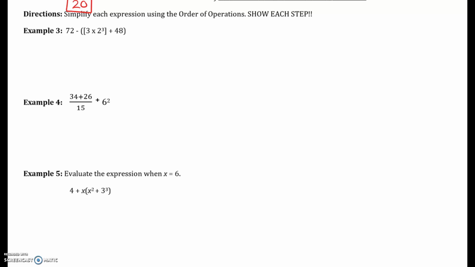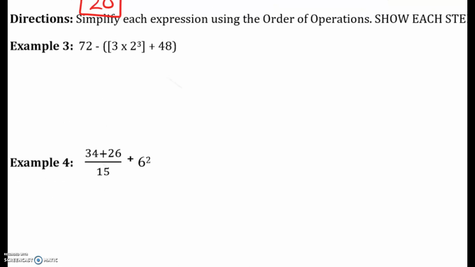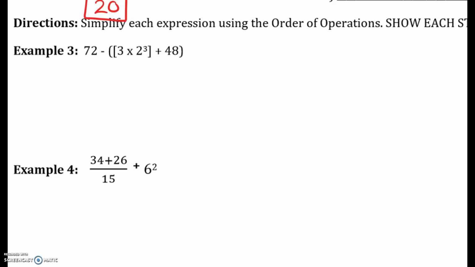So we want to look for parentheses first, and in example 3, I definitely see some parentheses here. So we're going to begin in the parentheses, and then more specifically by simplifying this exponent. So 2 to the third power is actually equivalent to 8. And I'm going to continue to bring everything else down in the order that it's written. Do not mix up the order as you go.